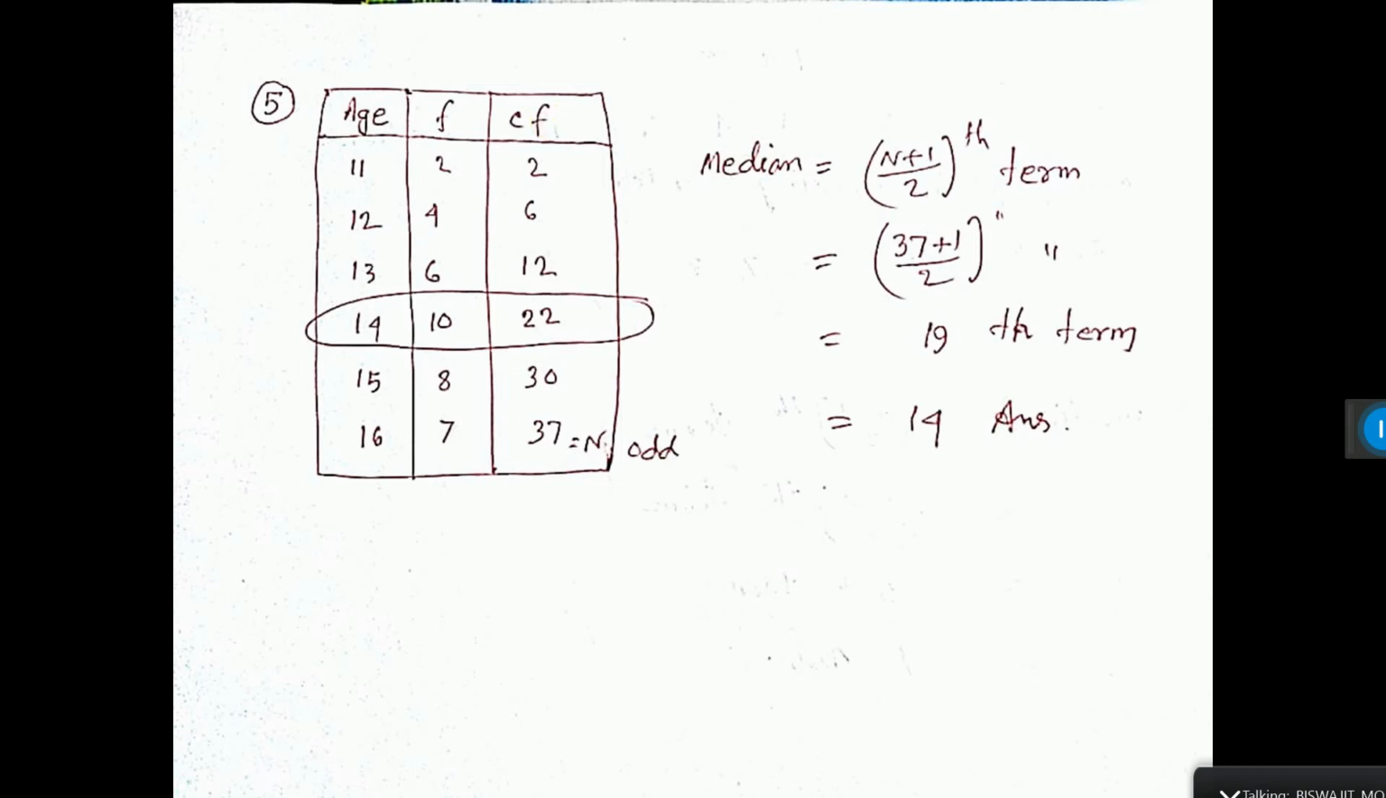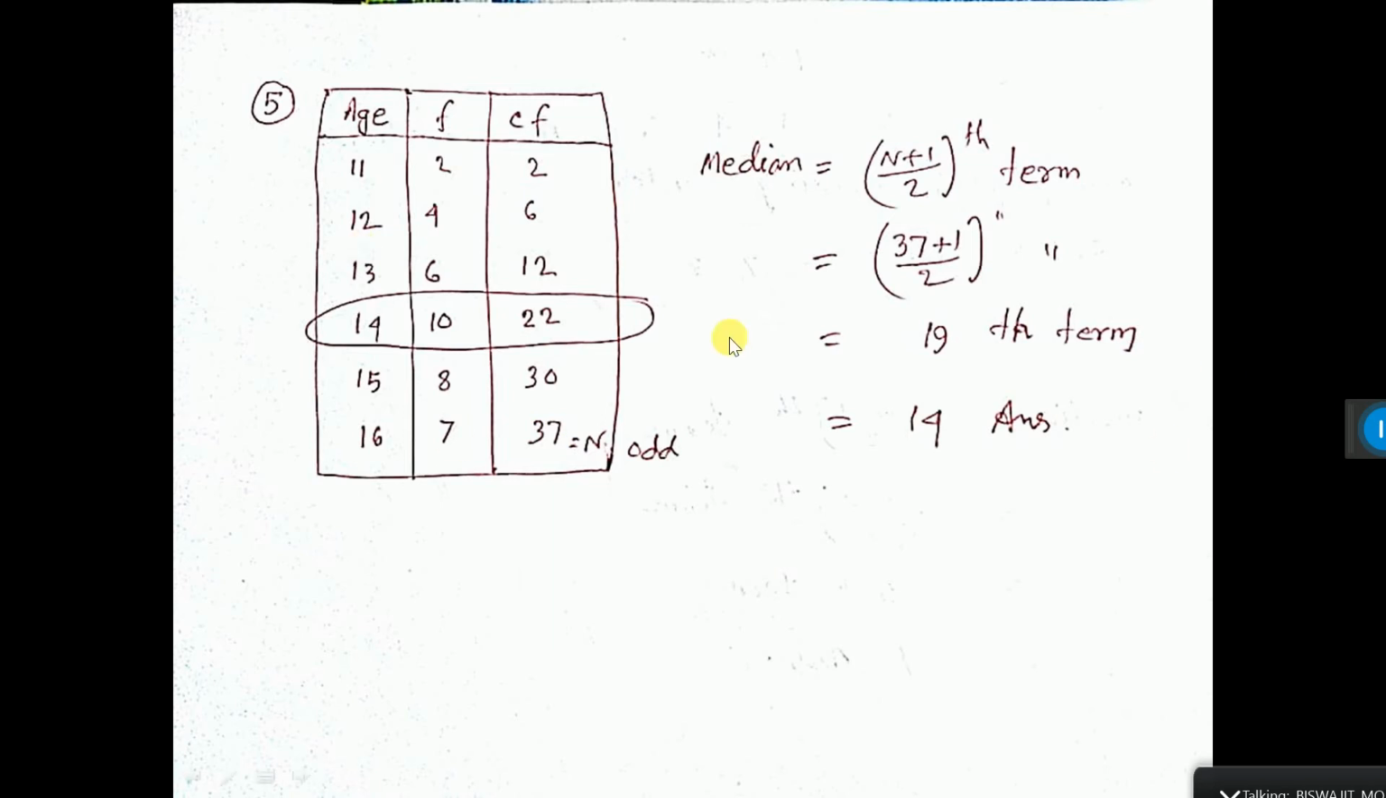How to make cumulative frequency? The technique is, the first one will be as it is, then diagonally these two you add and write here. Then these two you add, 6 plus 6, 12, write here. Then these two you add, 12 plus 10, 22, write here. Then these two add, 30 is here. Then these two add, 37. So this is the cumulative frequency table making technique.